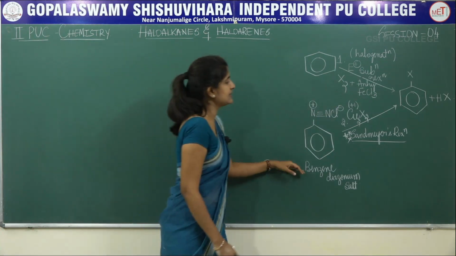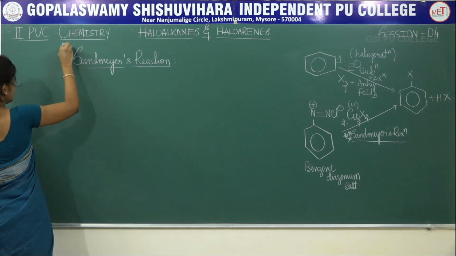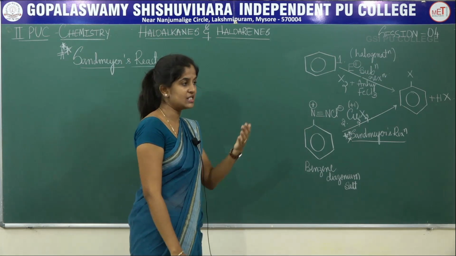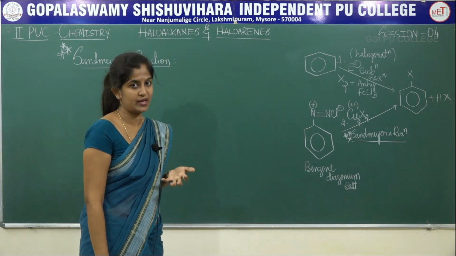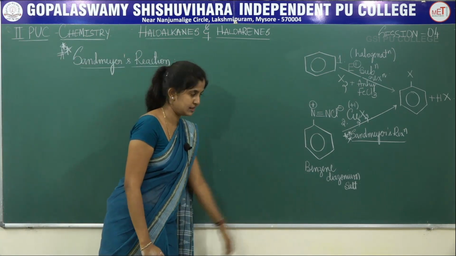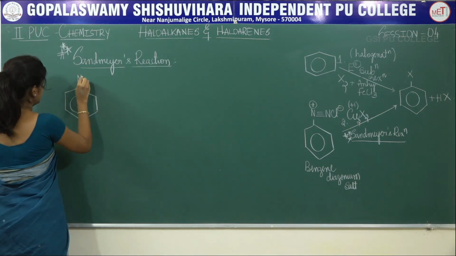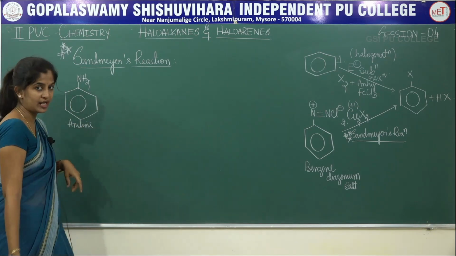The next method is Sandmeyer's reaction, a very important named reaction. As I have told you, you have to make a note of all the named reactions in the last page of a notebook, so that at last you get all the named reactions at one place. So first let us see how this benzene diazonium salt comes into existence. That is from aniline. What is the formula of aniline? C6H5NH2. It's an aromatic primary amine.